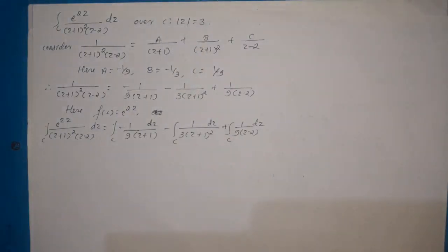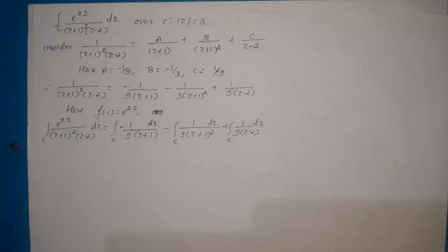So here in the given integral, f of z is e power 2z and the denominator is of the form (z plus a) whole power n as well as (z minus a). To apply Cauchy's integral formula for derivatives, the denominator must contain only one term, but here it is the product of two terms. So therefore, let us split the denominator such that there is only one term in the denominator.